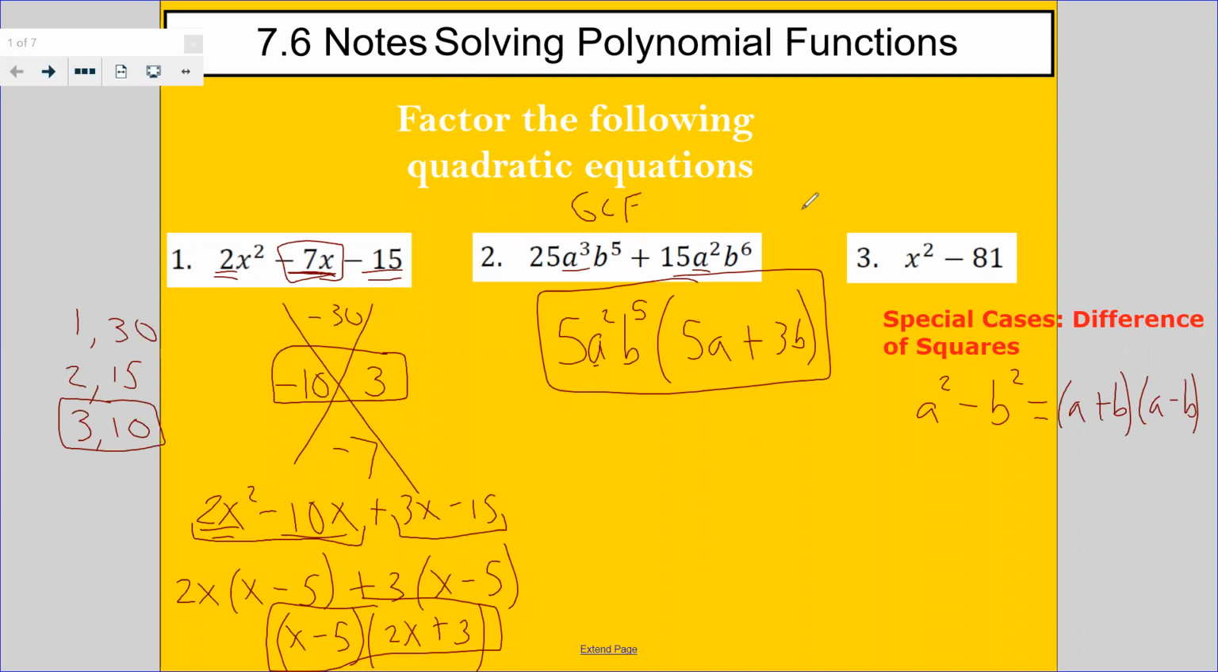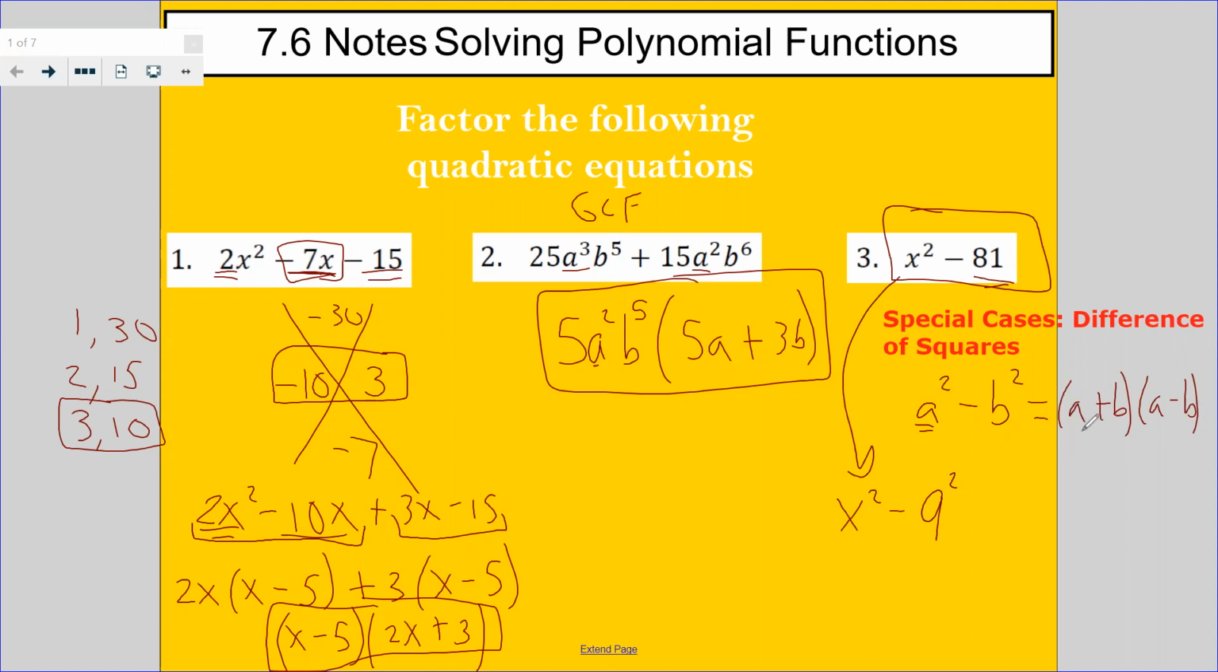That's always the factored form of difference of squares. So the trick is now for these, I've got to figure out, well, what is being squared? So instead of a, I can obviously see I have x squared minus 81. How could I write that as something being squared? Well, I know that's 9 to the second power. 9 times 9 is 81.